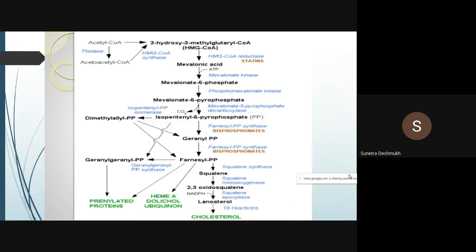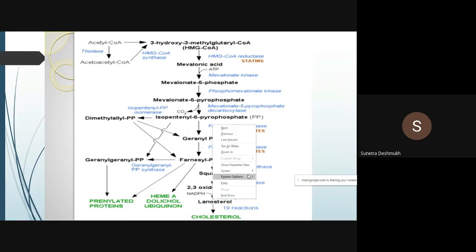So here is the schematic representation of all the steps. At the start we have acetyl coenzyme A. From acetyl coenzyme A we get some intermediates, and then we get mevalonic acid. All of this cholesterol synthesis occurs in the animal or human body, and different enzymes catalyze these reactions. So here we got mevalonic acid.